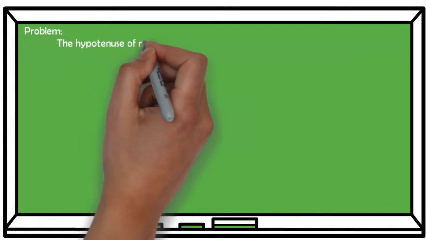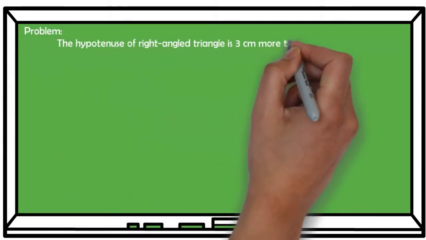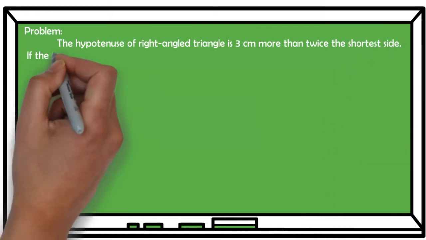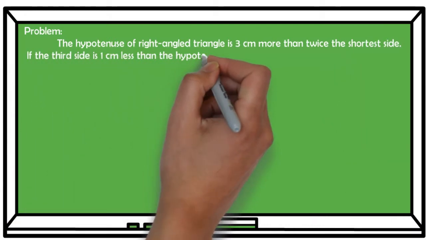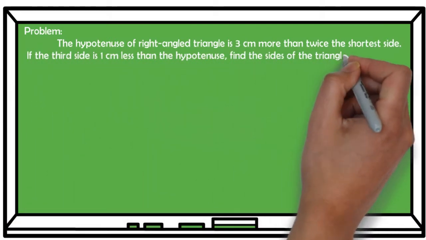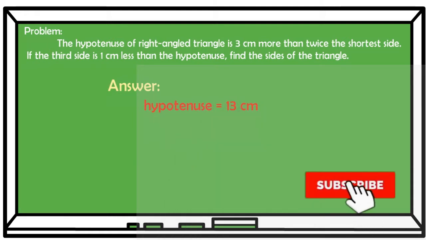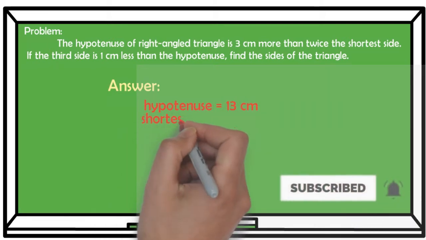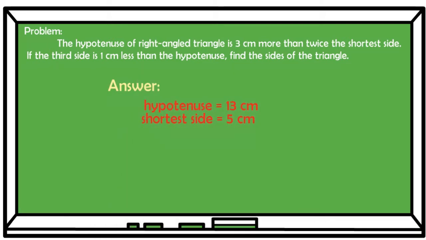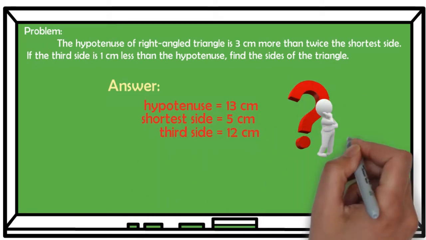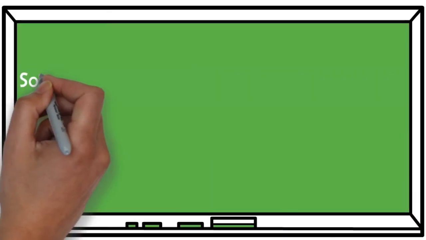The problem: the hypotenuse of a right-angled triangle is 3 cm more than twice the shortest side. If the third side is 1 cm less than the hypotenuse, find the sides of the triangle. The answers for this problem are: the hypotenuse is equal to 13, the shortest side is 5, and the third side is 12. So to know this answer, keep watching the video.